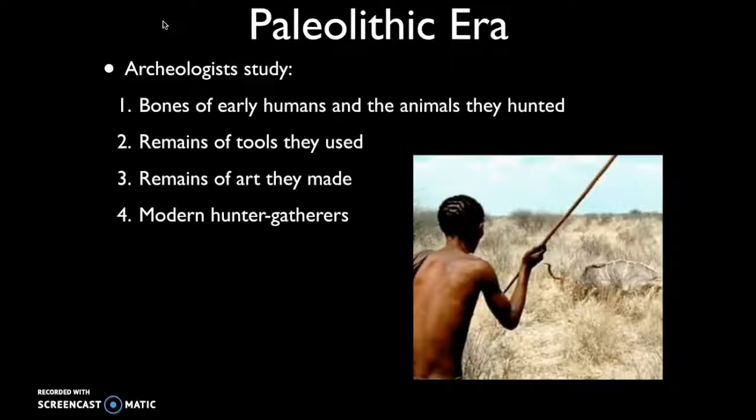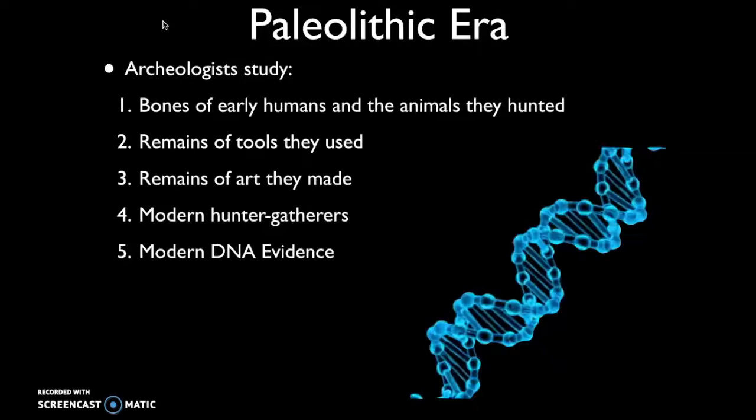Archaeologists can also learn a lot by studying the few modern hunter-gathering societies that still exist. Studying these tribes can tell us a lot about the lifestyle and social structure of hunting and gathering societies. And finally, archaeologists study modern DNA evidence, which can show patterns of human migration.